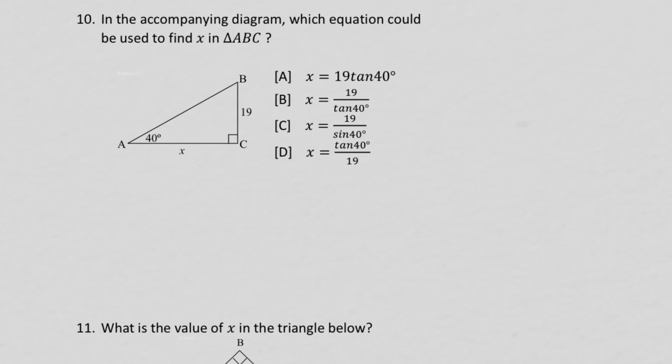Alright, number 10. In the accompanying diagram, which equation could be used to find x in triangle ABC? So here, you're given a multiple choice problem. You have to decide which of these is an accurate way to find x. So to do that, let's solve it ourselves and see which one comes up in our work. So again, this is not a special right triangle, so we use SOHCAHTOA.